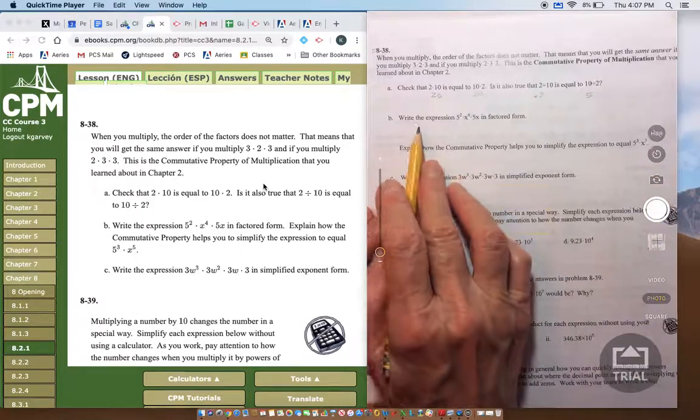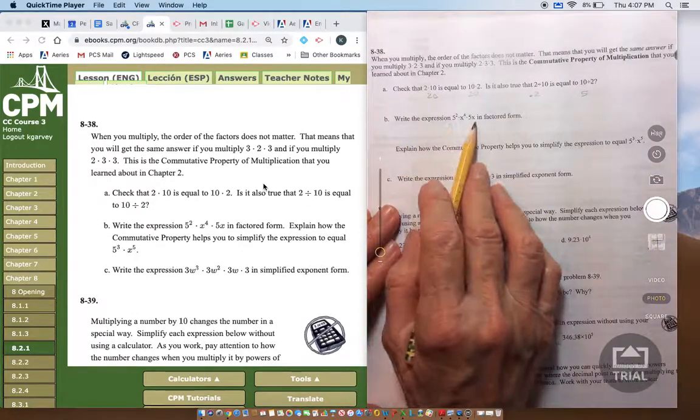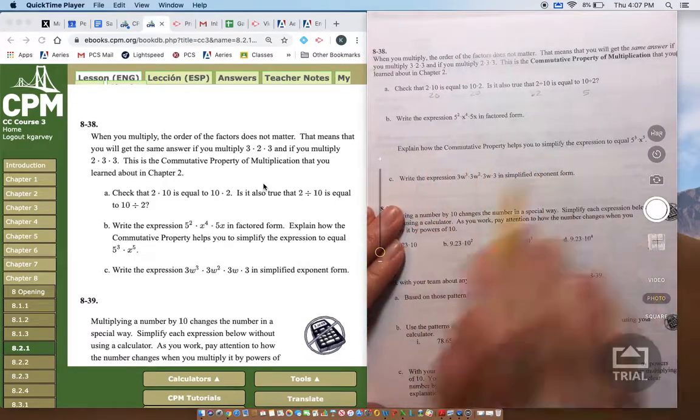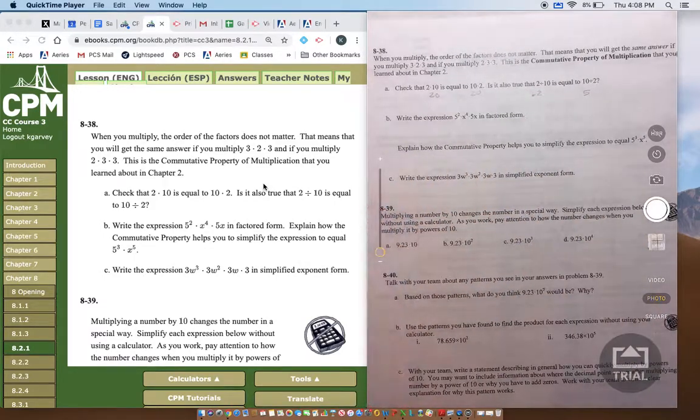Now they'd like you to factor this. So go ahead and work on that, and then I'll come and work on the second part, and then we'll rejoin you.